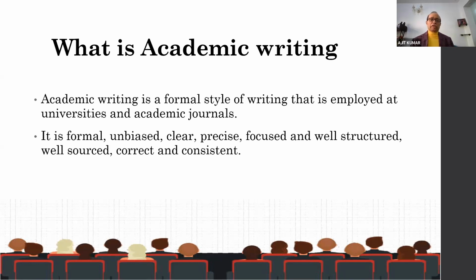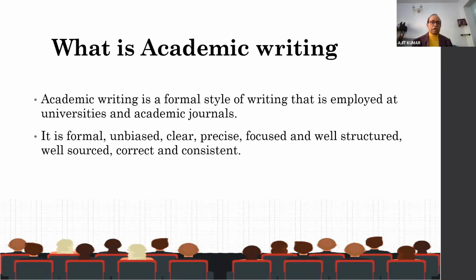Now let's come to the specifics: what is academic writing? We can say academic writing is a formal style of writing, which is employed normally in the realm of higher education, in the universities and academic journals. This is the way where either you're writing a research paper, or you're writing a review paper, or you are expressing your views about some issues. Academic writing always has a certain pattern to follow. And it can be said, it's very formal, unbiased, clear, precise, focused, well-structured, well-sourced, correct, and consistent.